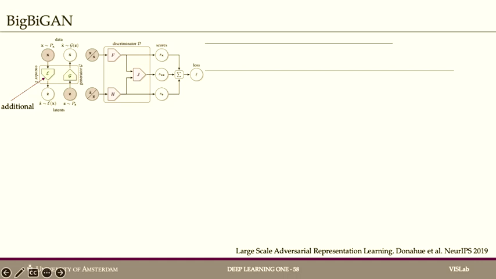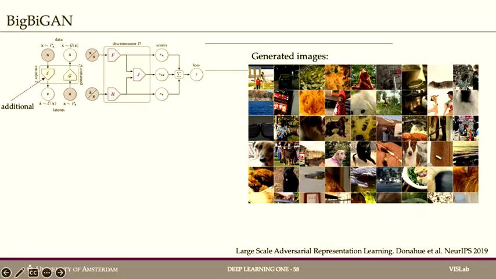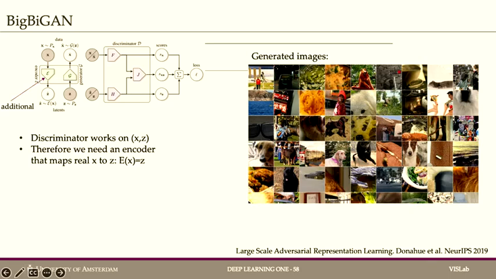I've mentioned that compared to an autoencoder or compared to a VAE, you have this additional encoder part. And we had the generated images. The key part about BigBiGAN is that the discriminator works on images and Z, let's say, a 128-dimensional vector. What does it mean? It means we need to generate a Z for the images, because for real images, we don't know what Z they were created from, so we need another encoder.